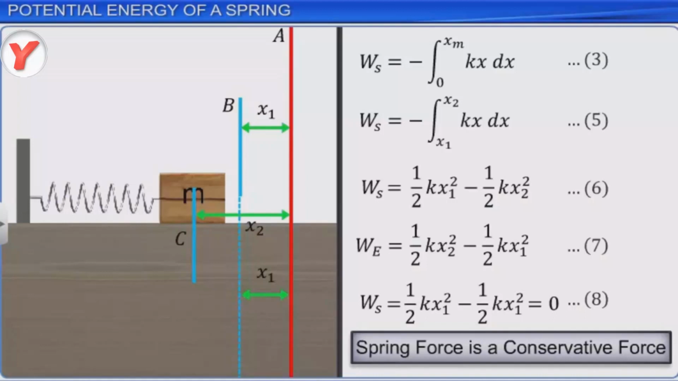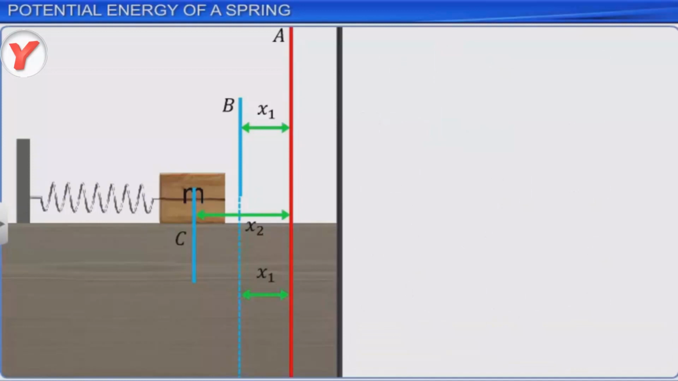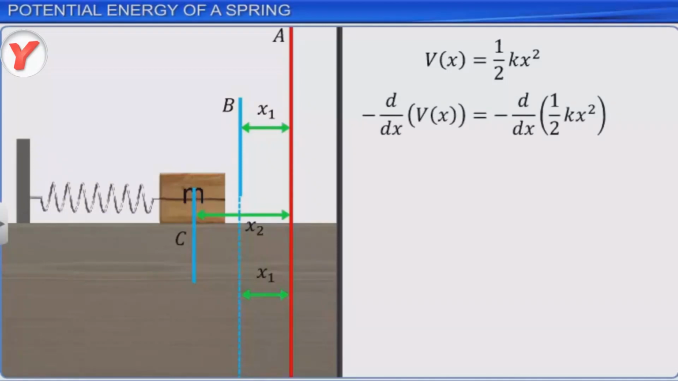Thus, we define the potential energy V of X of the spring as 0 when the system of the block and the spring is in equilibrium position. For any extension or compression X of the spring, we have V of X is equal to half kx square. Taking the derivative of the equation of potential energy of the spring, we get minus d by dx V of X is equal to minus d by dx half kx square. On further simplification, we get F of X is equal to minus half k into d x square by dx.